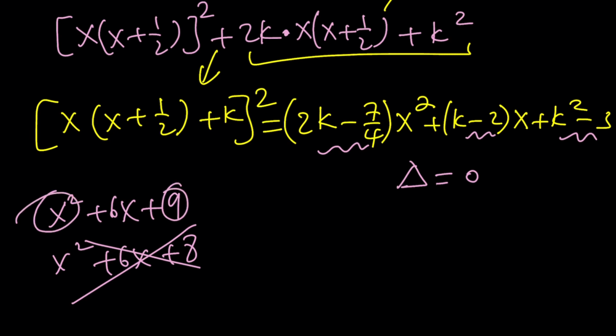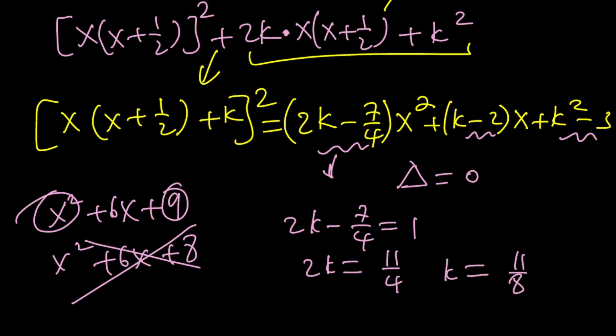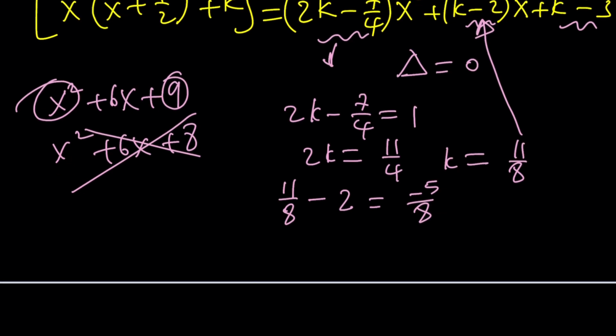Okay, can we pull it off? Maybe. Can this be 1? If 2k minus 7/4 is equal to 1, that would be super simple, right? 2k would be 11/4 and k would be 11/8. I don't think so, but I can give it a try. So if you subtract 2 from it, 11/8 minus 2 is going to be negative 5/8. Maybe. What about k squared minus 3? K squared minus 3 is going to be 121 over 64 minus 3, and that will be negative. Again, that won't be good. So 1 didn't work. Maybe 4 will work. Who knows? But again, that's a little painful, isn't it?